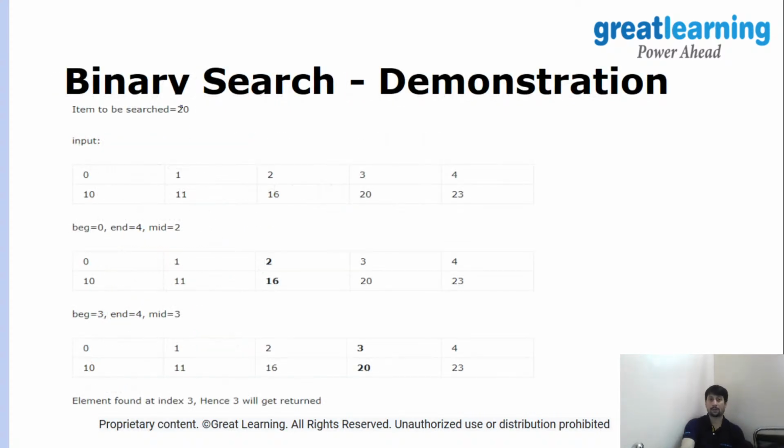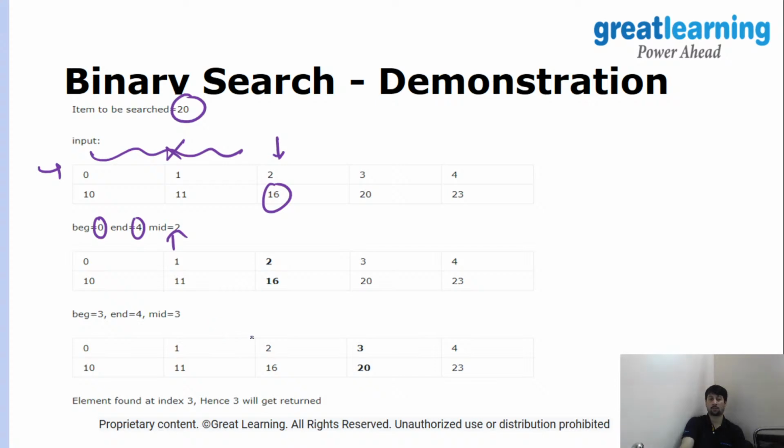Okay, so you're trying to find this 20. You have this input array. This is your beginning at 0, your end is at 4, and you're trying to find 20. So you find out mid. This is your mid. You check, is this 16 equal to 20? No, it is not. But 16 is less than 20, so there is no point you will be able to find this 20 in this portion. Okay, done. You skip it.